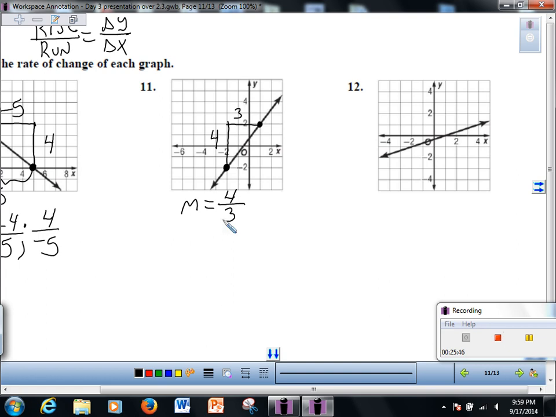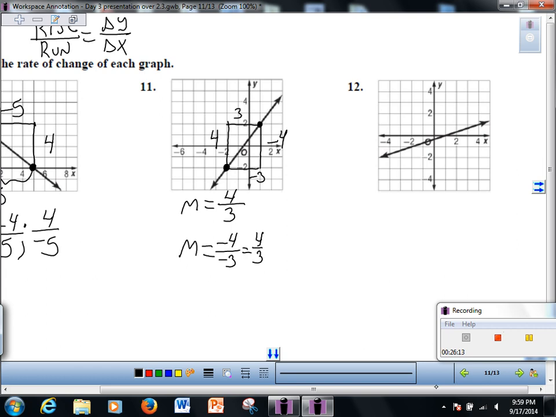If you would have gone the other way, guys, what would have happened? From here, you're going to go down 4 and left 3. So I got negative 4 over negative 3, which is also 4/3. That's all there is to finding slope on a graph.